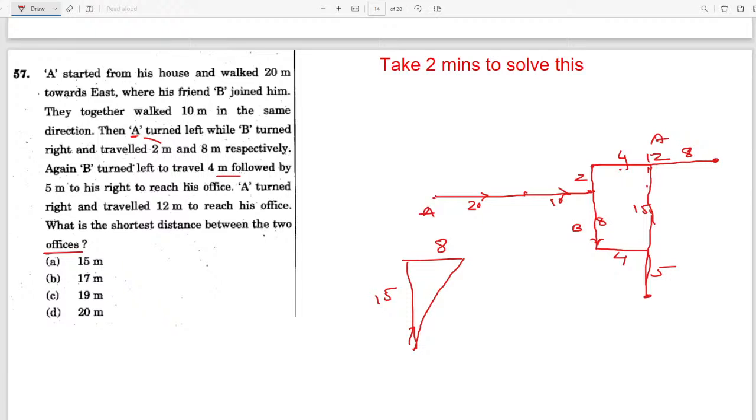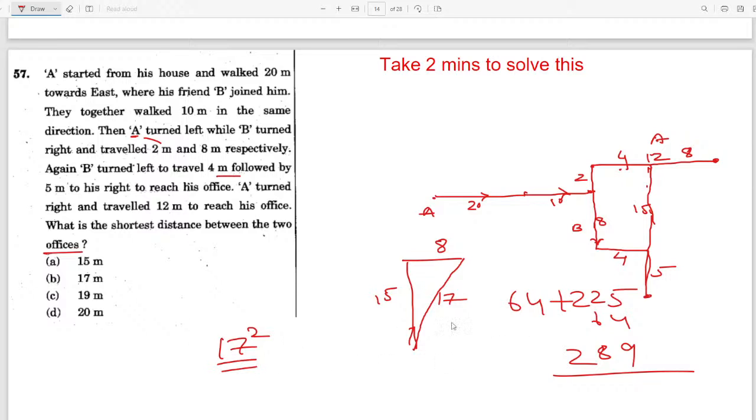The correct answer is 17, and some people have got 15. It's 17: 8, 15, 17. If you want, you can calculate here. 8 squared is 64 plus 15 squared is 225, that gives 289. 17 squared is 289. So this is 17. The correct answer is option B. I hope this is clear. People who have got option A, if you have any doubts, please ask.